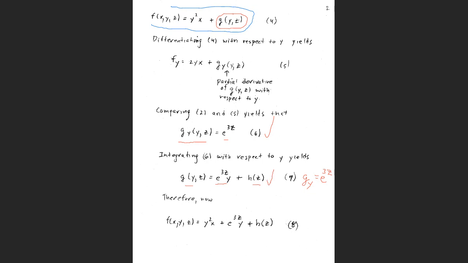Now, what's this function g equal to? It's a mystery, right? Well, we're breaking down the mystery. We're getting closer. Now we know that the function g equals e to the 3zy plus h of z. We're breaking that function down.